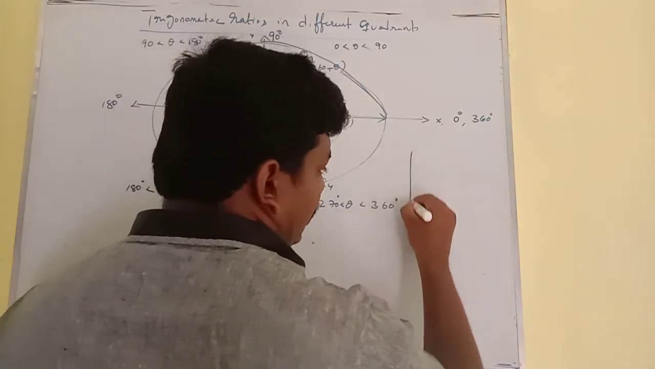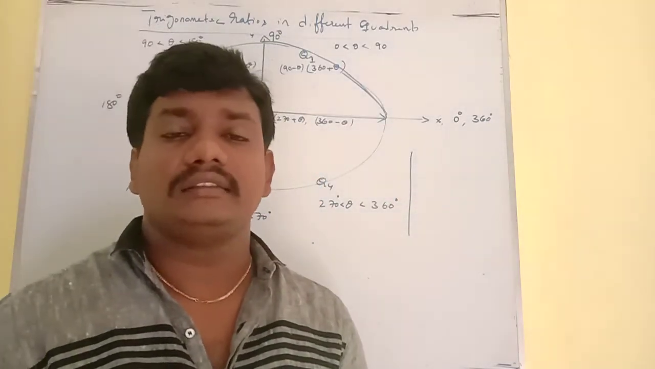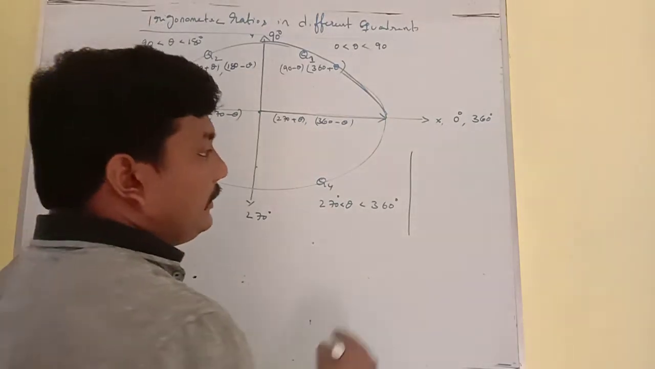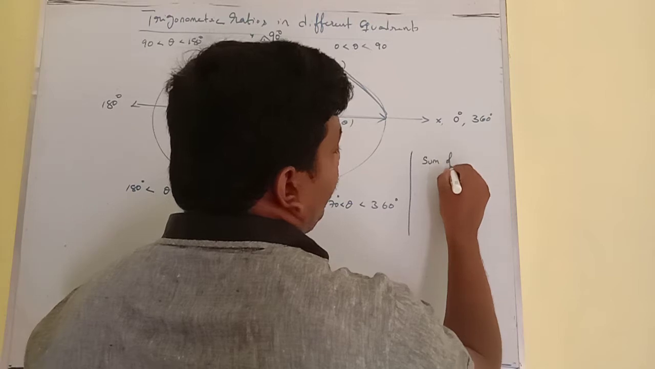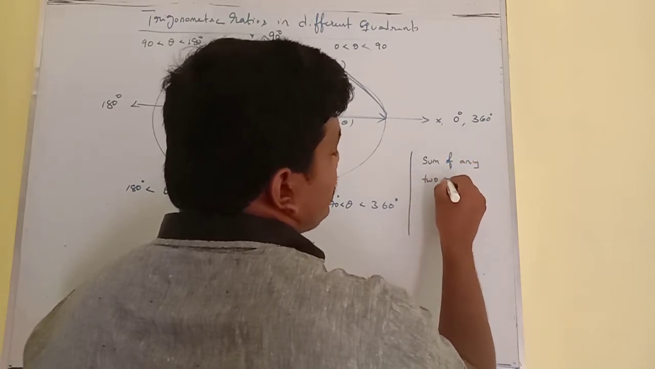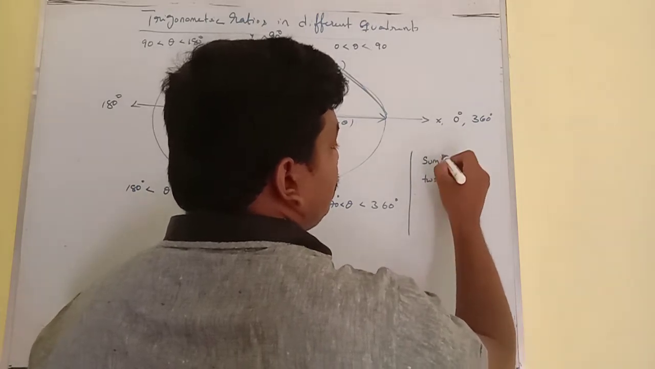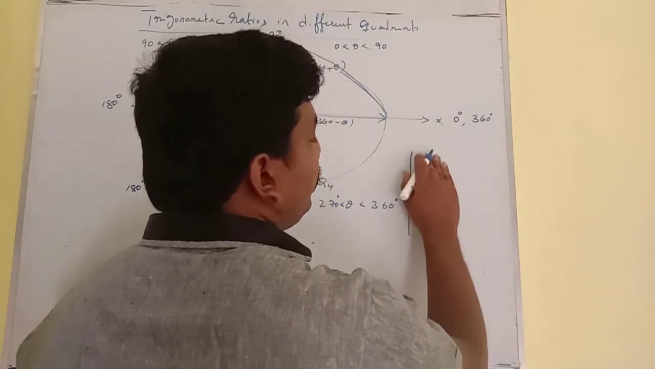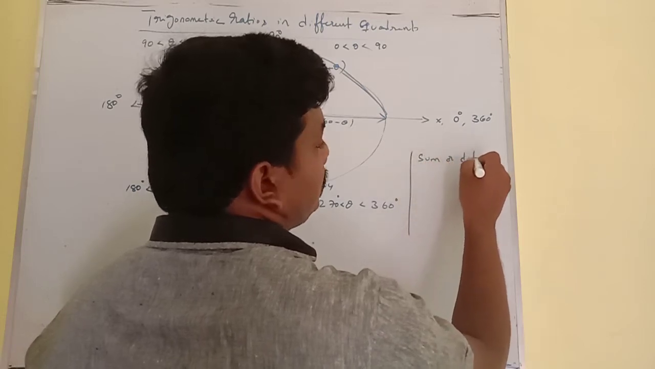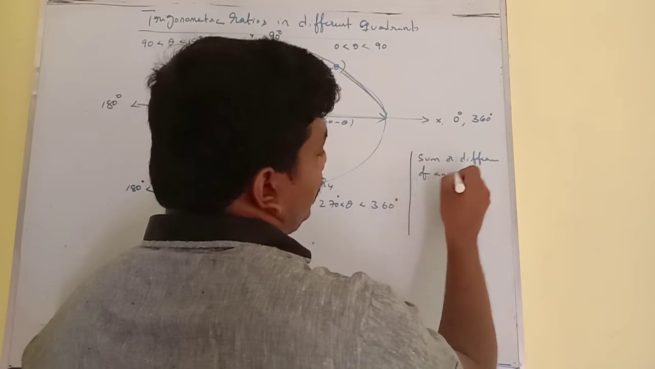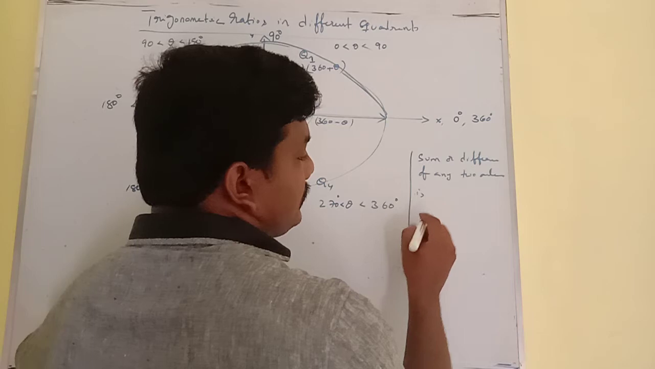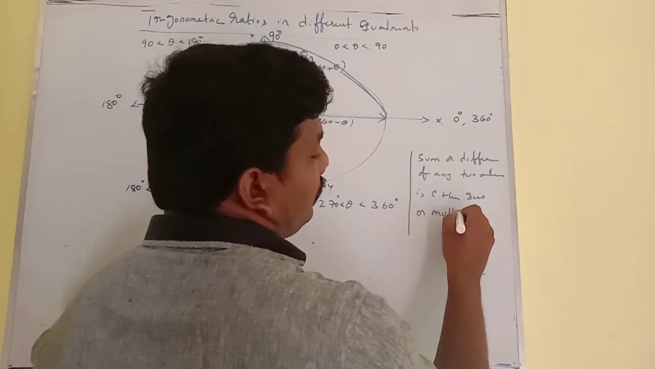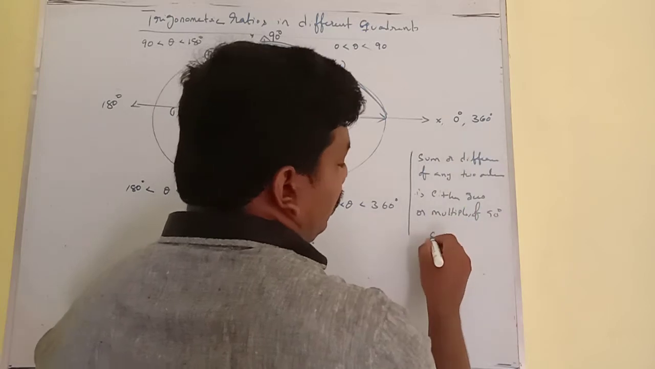Okay, now these angles we may call allied angles. So what are allied angles? Any two angles whose sum or difference is either 0 degrees or a multiple of 90 degrees are called allied angles.